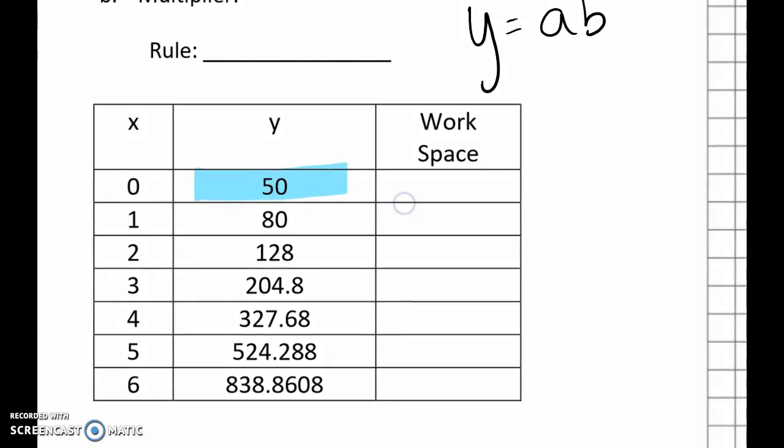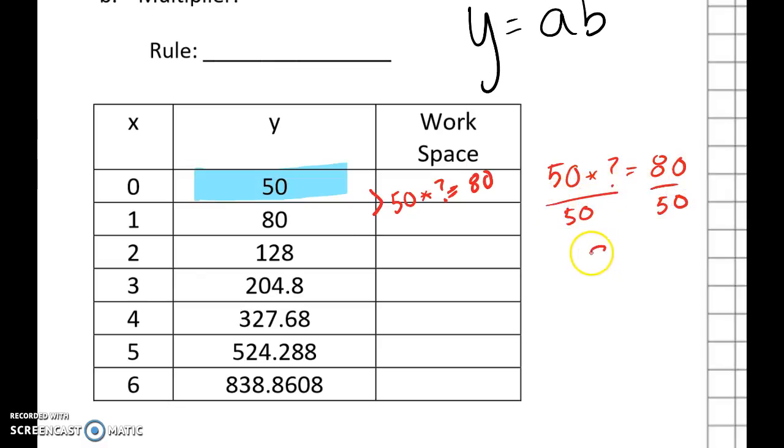So let me zoom in on this. In other words, 50 times this little star times what number would give us 80? 50 times what number will give us 80? Well, we know from years of algebra that to find that mystery number, we do the opposite of times by 50, which is divide by 50. And we get our mystery number. And that number is 1.6.